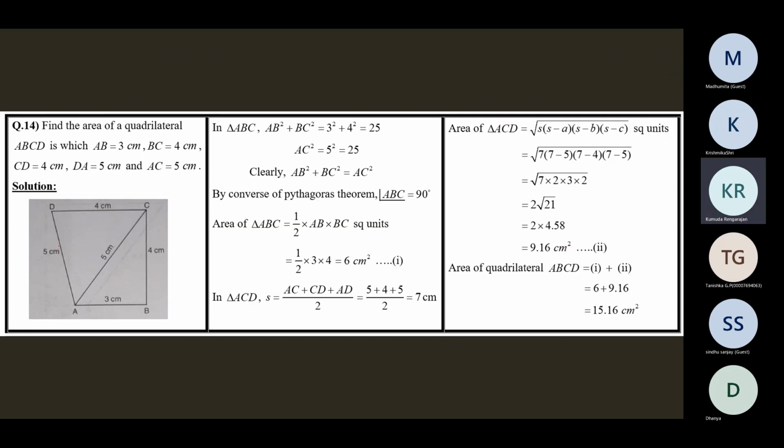Again, like we did earlier, all the sides are known to us. You can find the area of this triangle and this triangle. 3, 4, 5, 4, 5, 5. You know all the sides of both the triangles. So find their areas and add both.